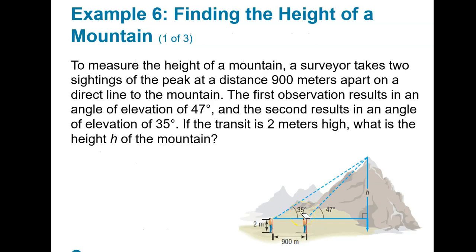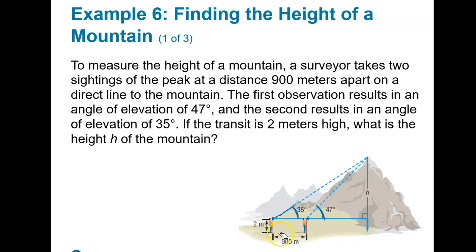All right, we got a surveyor measuring a mountain. He's taking a measurement here with this angle of elevation to the top. And then when he moves forward 900 meters, he has to look a little higher because he's gotten closer. So he has to look higher to see the top of the mountain. So he knows how far he's moved. He knows now the angle of elevation from his line of sight.